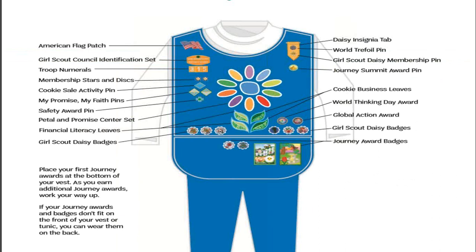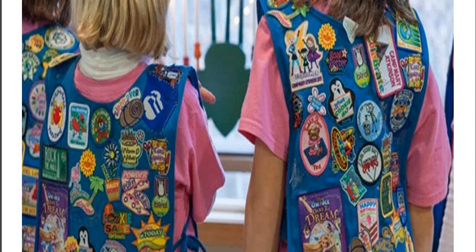So good rule of thumb, all of the earned awards, so all of your petals, your financial literacy leaves, badges, journey awards, those all go on the front of the uniform. And this is true through all your levels of Girl Scouts. And fun patches go on the back. So what's a fun patch? This is an example of girls wearing fun patches.